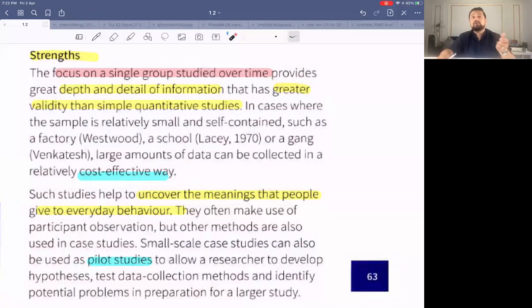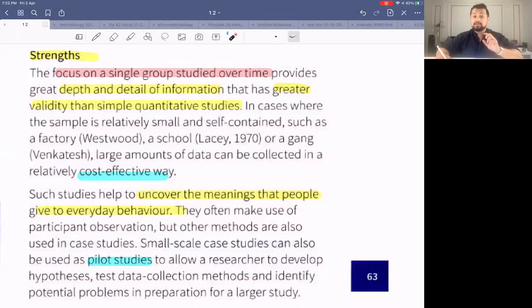For instance, you could even bring in the Weberian concept of Verstehen. And for the ones who do not remember what Verstehen is, in a simple manner, it's when you're putting yourself in someone else's shoes to figure out why someone is the way they are, right? If someone is behaving in a particular manner, there has to be a reason behind that, and this we are able to figure out usually by conducting research through methods like participant observation, right? So I hope we get this third point as well. Such studies help to uncover the meaning that people give to everyday behavior.